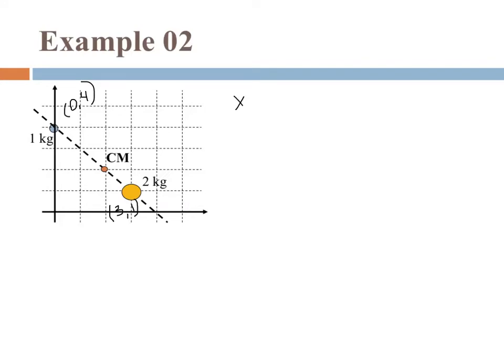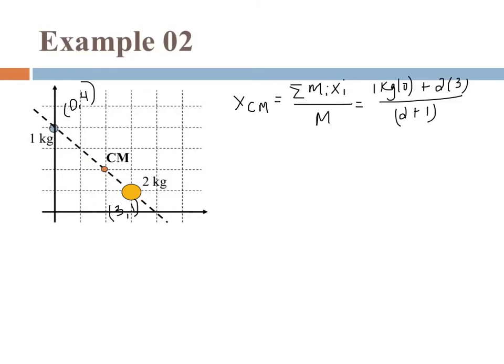Now, to find our center of mass in the x direction, we can do the same thing we did before. And for this part, we can pretend they all lie on the x-axis. So for my first object, it is 1 kilogram at position 0. Second object is 2 kilograms at position 3. All over 2 plus 1. So you should get a center of mass of 2 in the x direction.